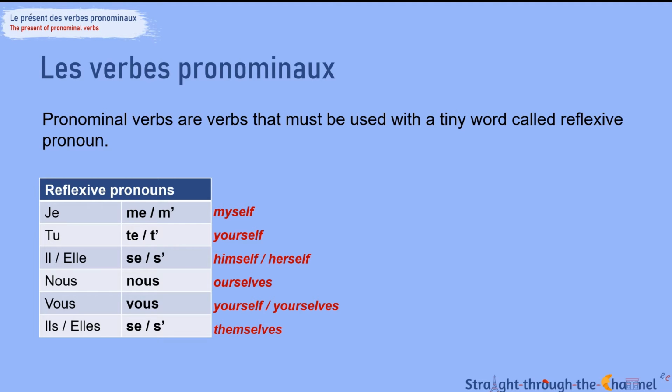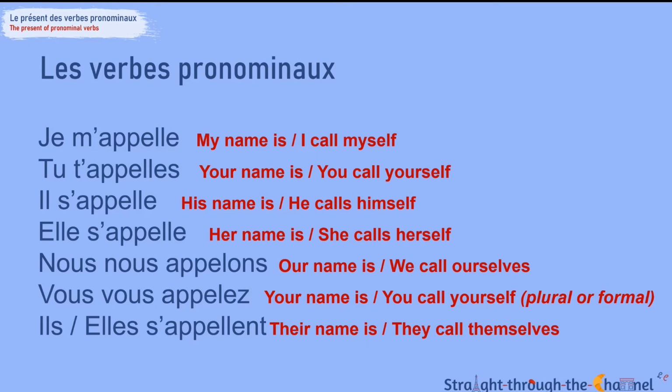The reflexive pronouns are me, or m apostrophe, te, or t apostrophe, se, or s apostrophe, nous, vous, and se, or s apostrophe. And they translate literally as myself, yourself, etc. One of the pronominal verbs that you may be familiar with is s'appeler. So when you say je m'appelle, you actually are saying literally I myself call, or I call myself.